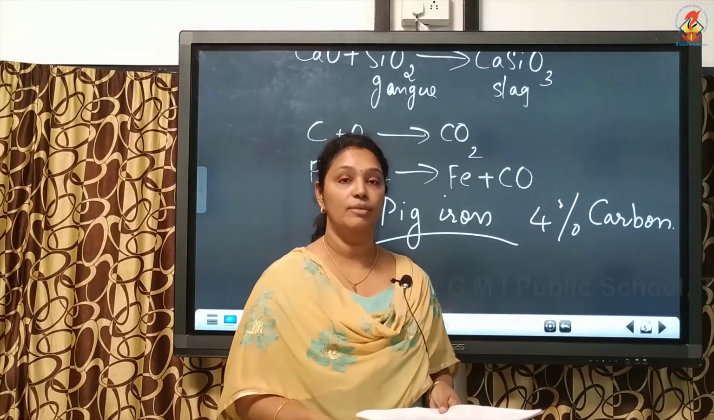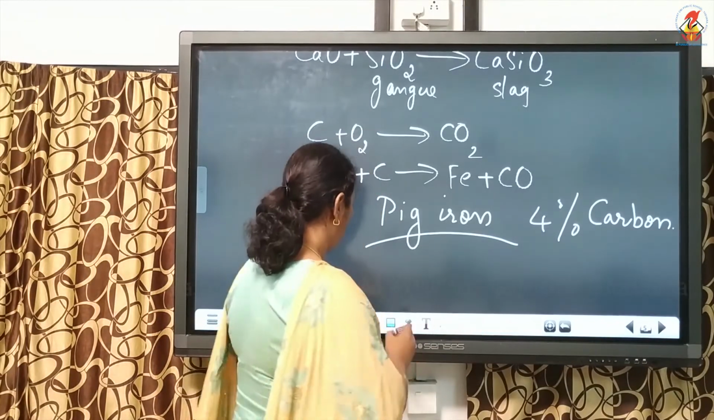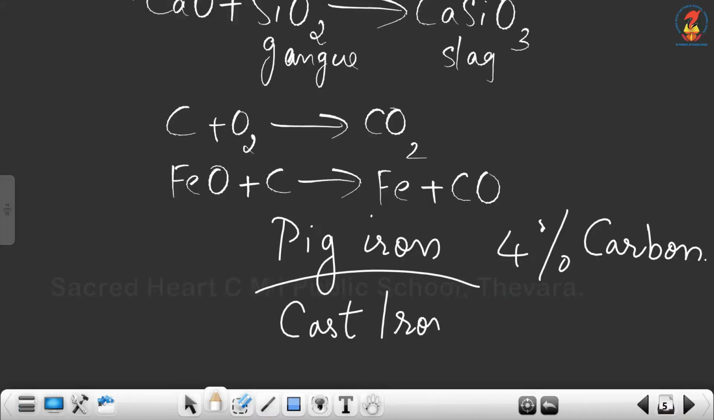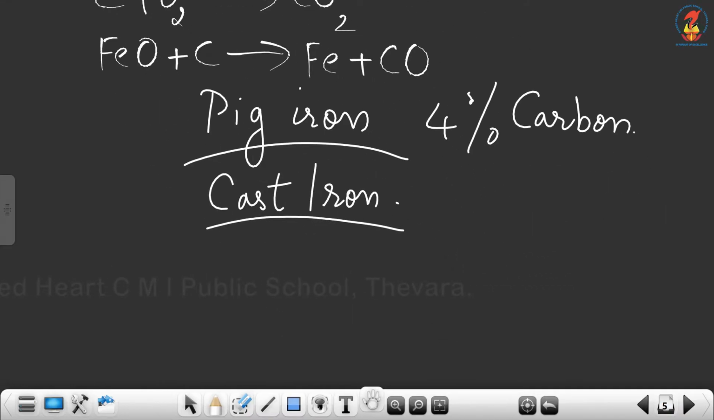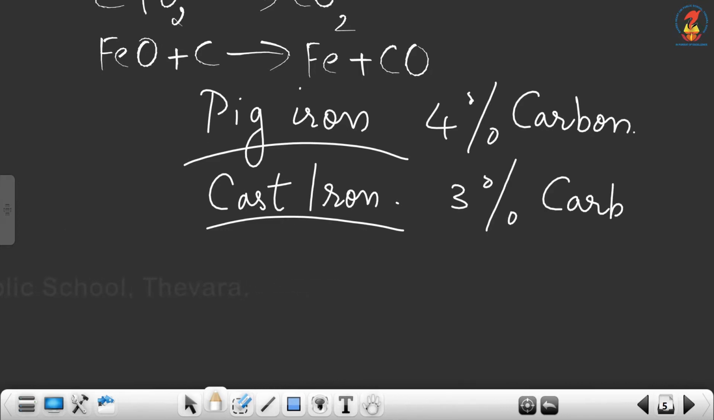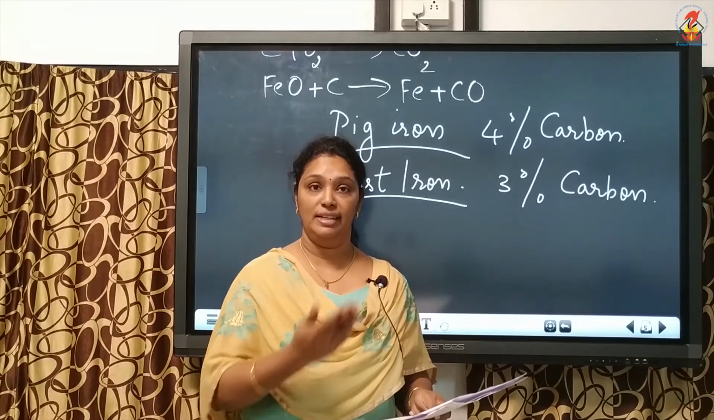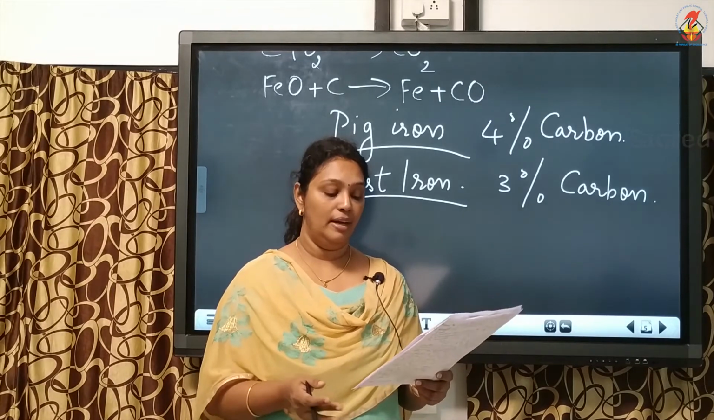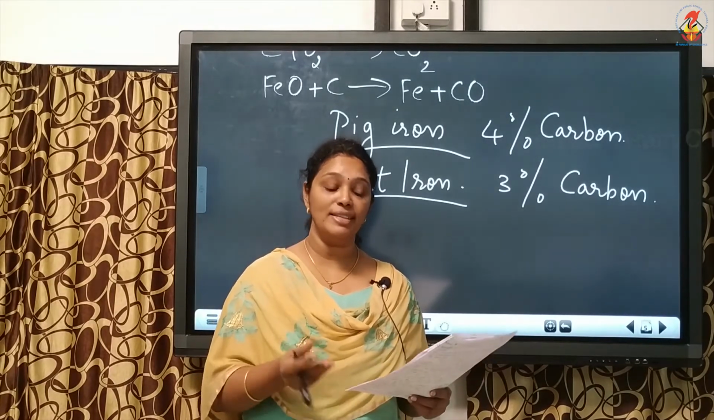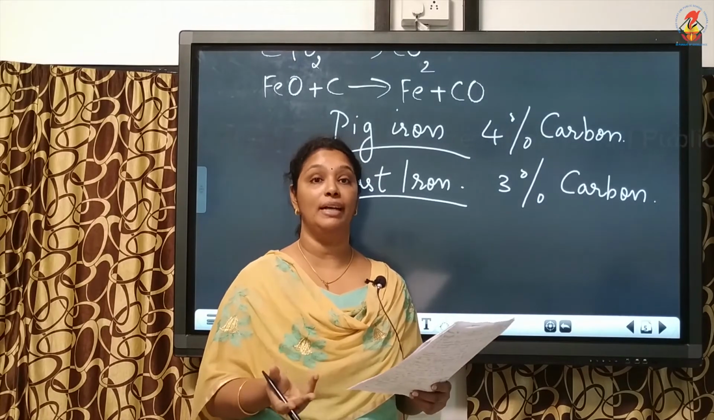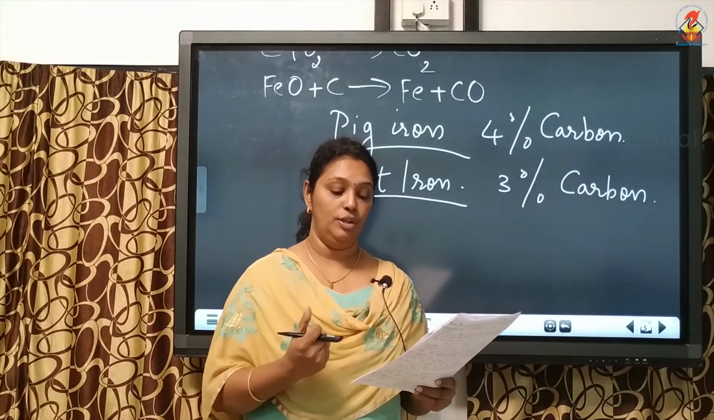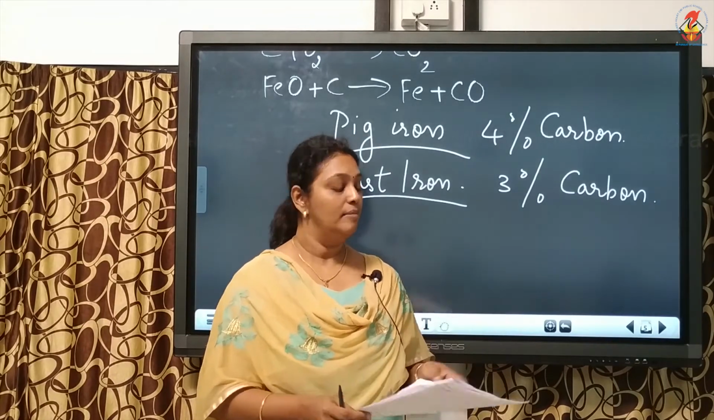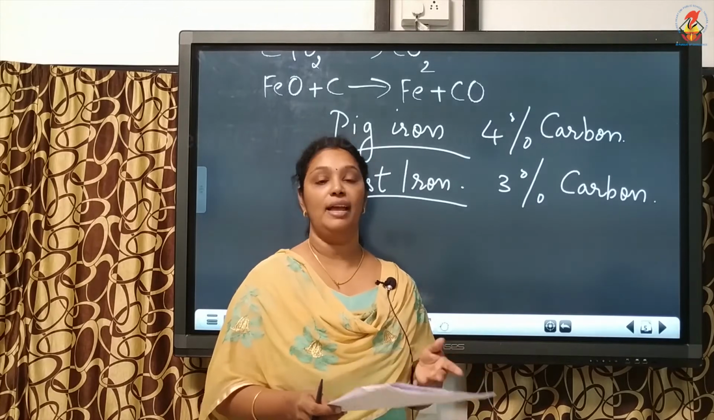So, next let us see what is the difference between pig iron and cast iron. The main difference is in the carbon content. Pig iron contains 4% carbon, whereas cast iron contains 3% carbon. And the preparation of pig iron is by the reduction of Fe2O3 with coke in blast furnace, that is the extraction of iron. And cast iron is made by melting pig iron with scrap iron and coke using hot air blast. And both pig iron and cast iron is extremely hard and brittle.